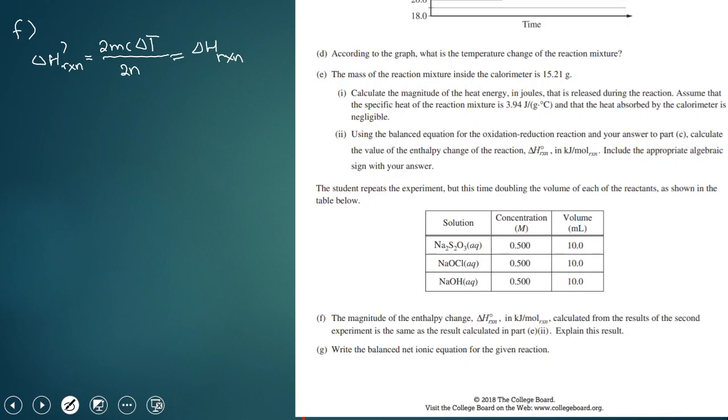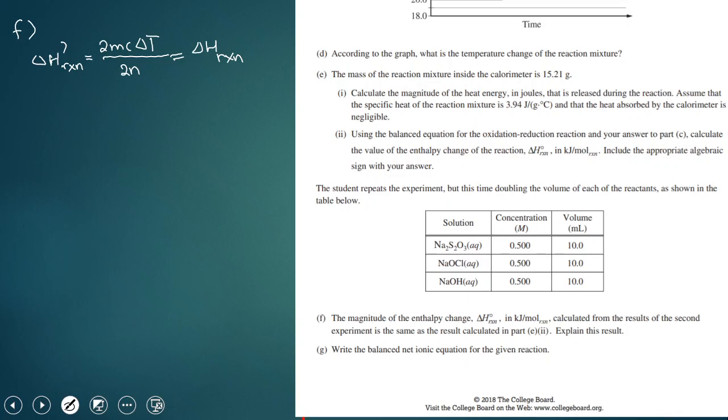Here it explicitly said to show or explain why the magnitude is the same, but sometimes the question would say, we doubled the volume of the reactants but left the concentration the same, calculate the magnitude of the enthalpy change. And so people will often get a different result because they'll forget to account for the fact that there's a change not only in the number of moles, but consequently a change in the total amount of energy produced as well. And so because of that, the magnitude remains the same.